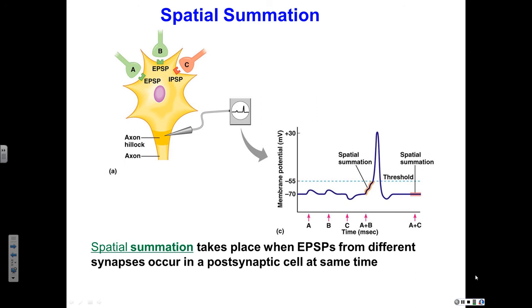Now you could have A and C, and that wouldn't cause an action potential. You could have A, B, and C all occurring together, and that would be spatial because they came from different synapses. If they all occurred simultaneously, it would be called spatial summation, and you wouldn't get an action potential because C would have been negative and it wouldn't have reached threshold. So that's what's going on all the time.